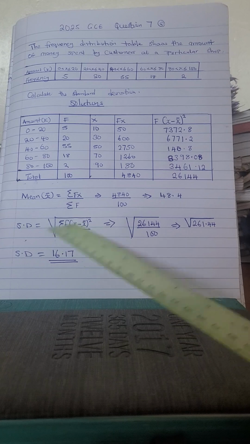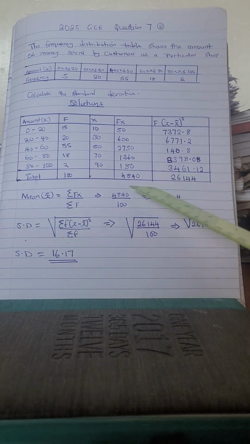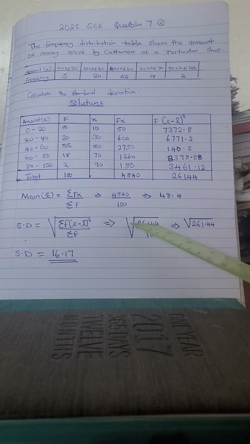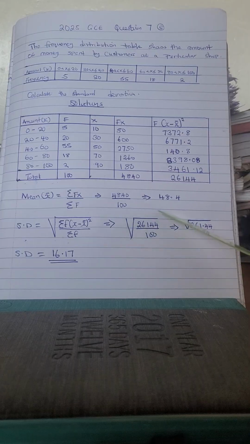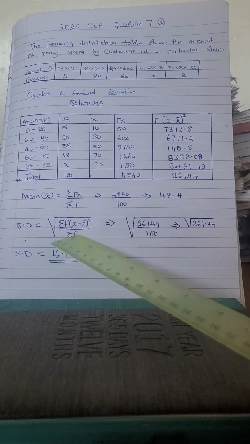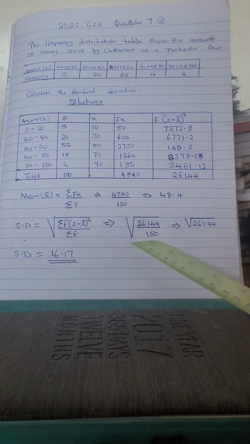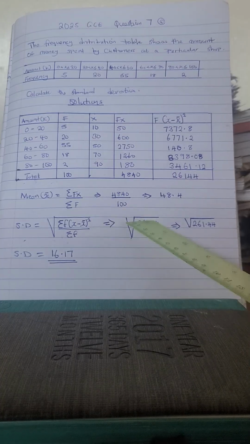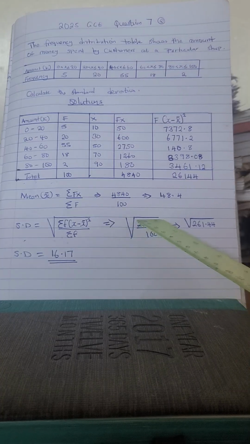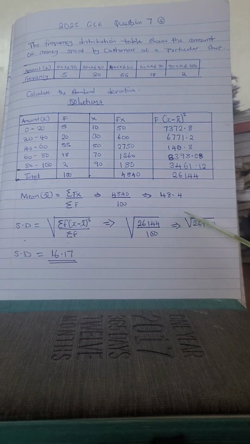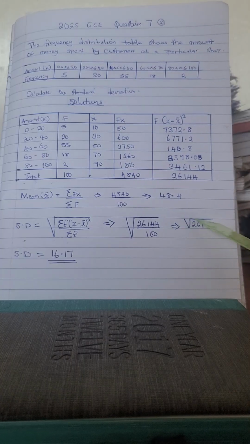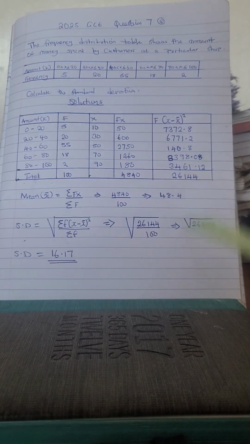So on top here, we're going to put this number, 26,144 over summation of f. Summation of f, you add these numbers here, and it is 100. That is why there is 100 here. And when I divided 26,144 by 100, I got 261.44.